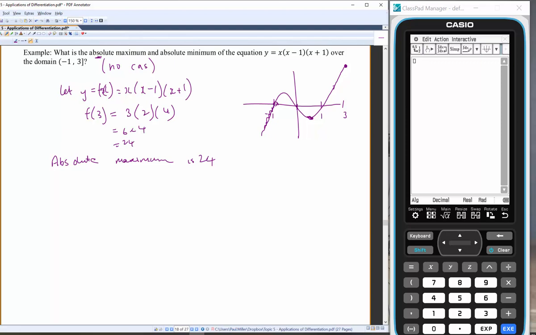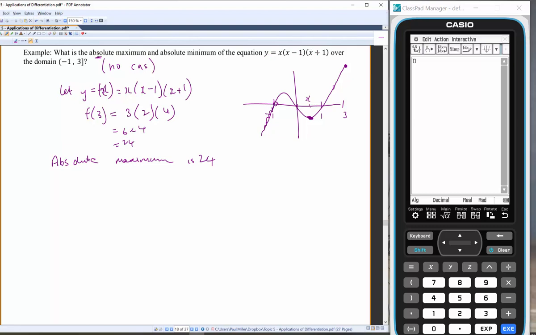Now, the harder part is to work out what the absolute minimum is. And for that, what I need to do is work out the x value for which the stationary point occurs and slam that x value into the function. Right, so how do we find stationary points?